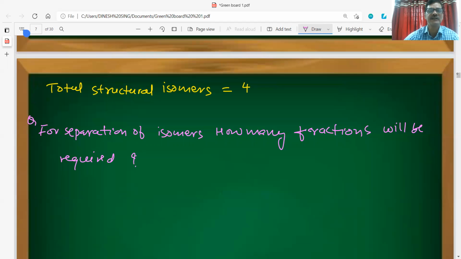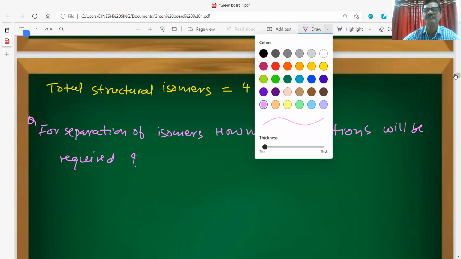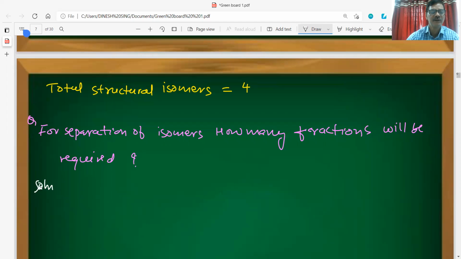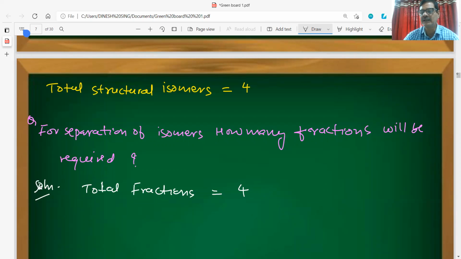This is the question we can see. So the solution: total fractions will be 4. That type of question they can ask. So in different ways they can ask different types of questions on monohalogenation.